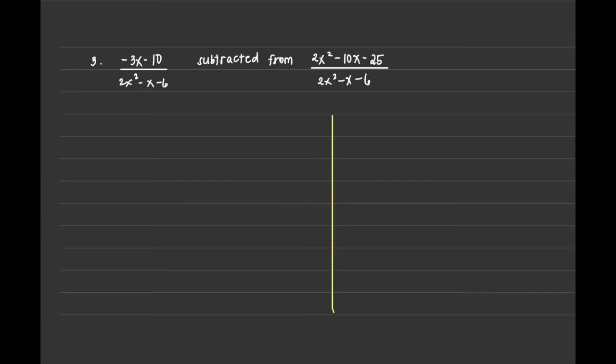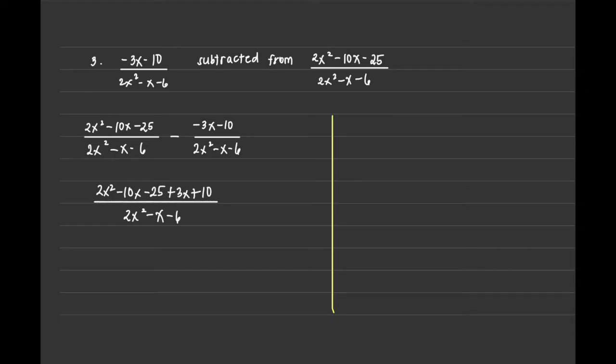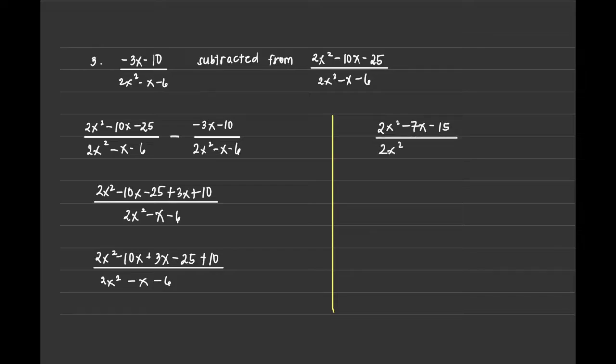For number 3, we have the given first expression subtracted from the other expression. This will be the same as this. Now we start by copying the denominators since they are similar fractions. We write 2x squared minus x minus 6. We now perform the operation on the numerator. This time, take note that our operation is subtraction. Take note that we will be getting the opposite of the subtrahend and proceed to addition. So we now combine similar terms.